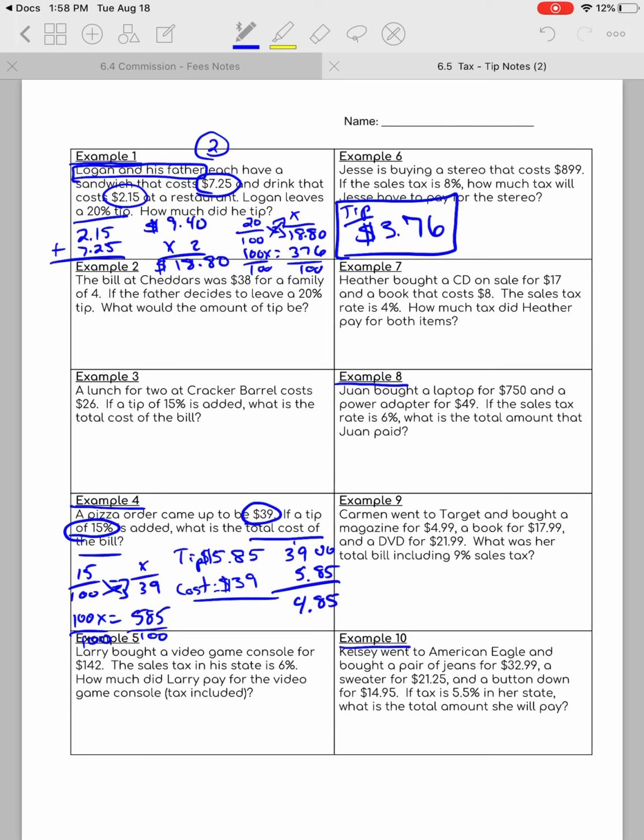So you're going to have 85, and then 9 plus 5 is a 14. Carry the 1, 4. Your total cost is $44.85.